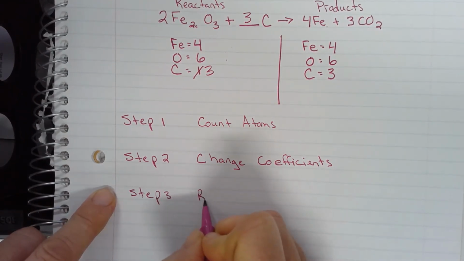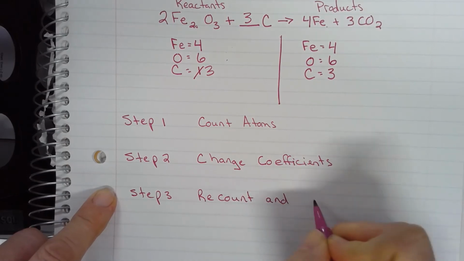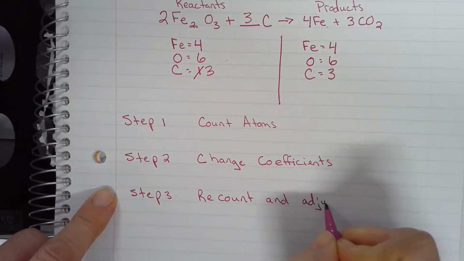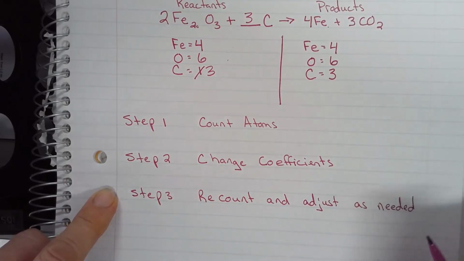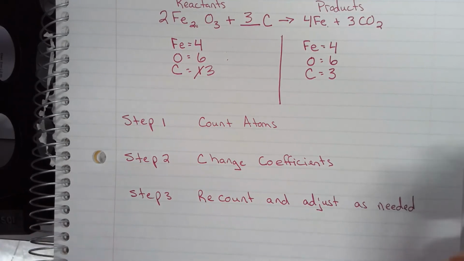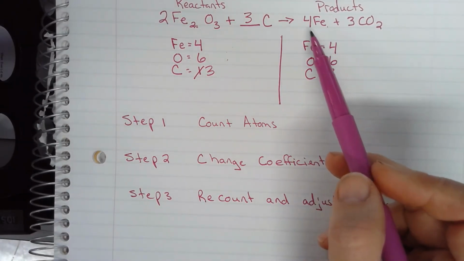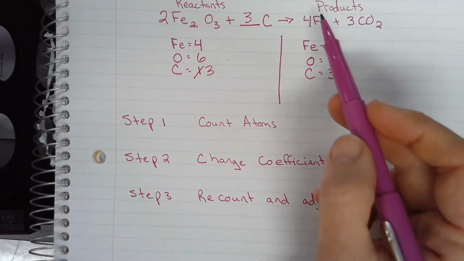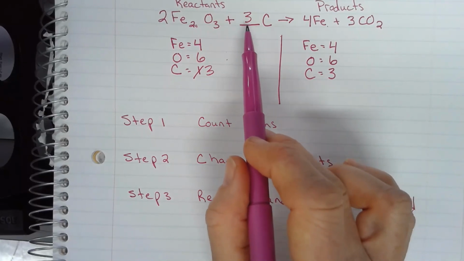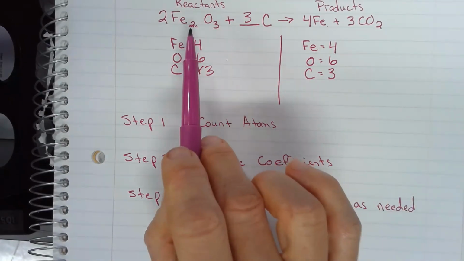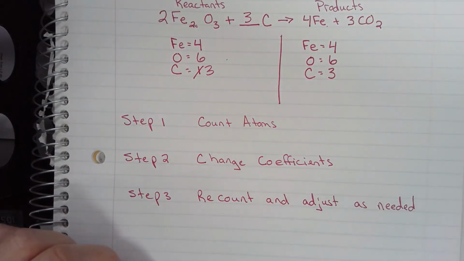So now, my step 3, I'm going to recount and adjust as needed. Now, sometimes when you're balancing equations, you're going to have to change more than one coefficient. They get pretty complicated. We're not going to do parentheses, so we're going to keep it just as looking at the coefficients, but making sure you count the subscripts as well. Okay, so now let's practice in class.